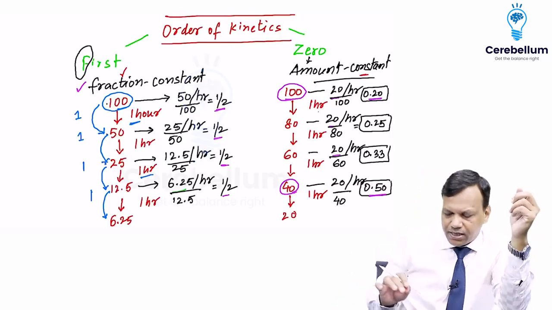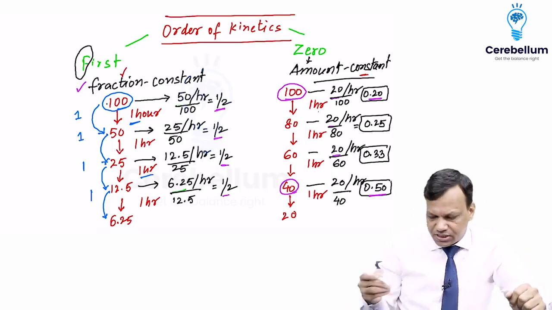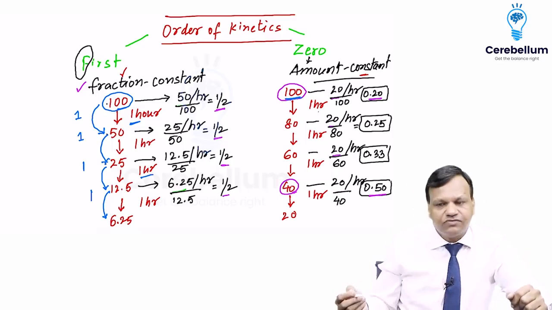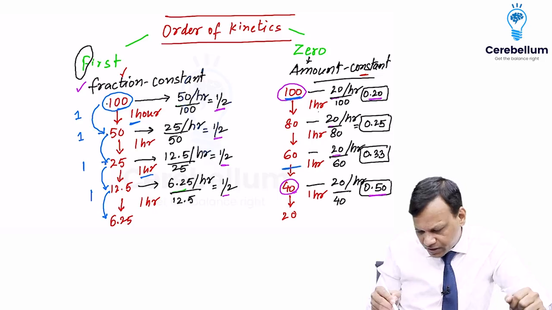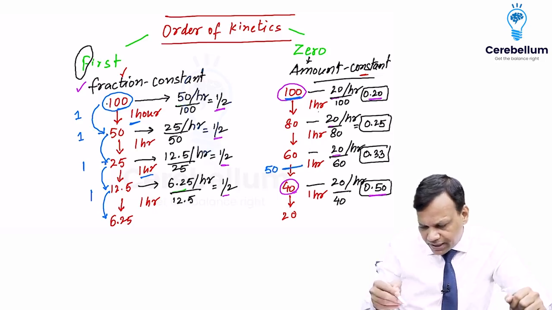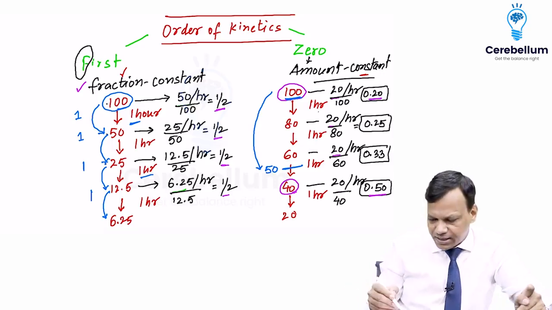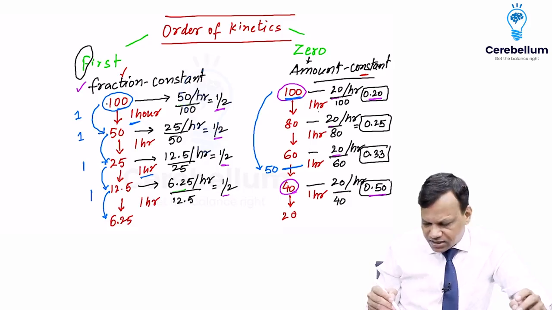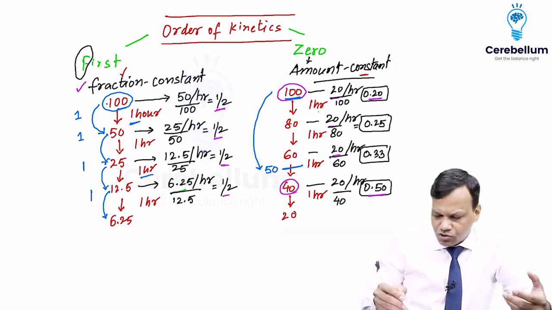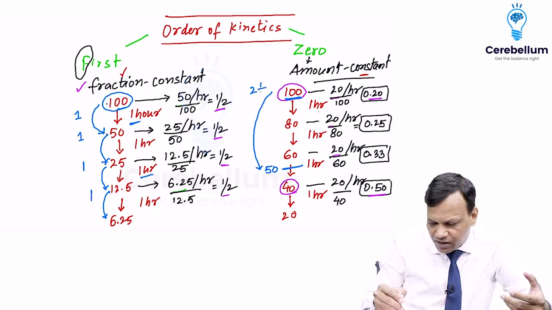But on the other hand, in zero order kinetics, half of 100 is 50. So 50 will be somewhere here between 60 and 40. So the time taken from 100 to 50 will be the half-life. So how much time is taken? 100 to 80, 1 hour. 80 to 60, 2 hours. And 60 to 50, half an hour more. So it will become 2.5 hours.